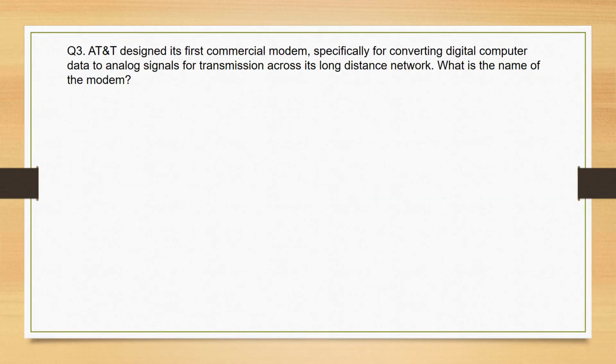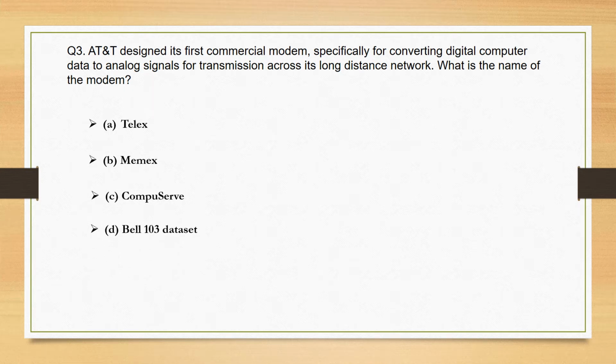AT&T designed its first commercial modem specifically for converting digital computer data to analog signals for transmission across its long distance network. What is the name of that modem? So options are Telex, Memex, Composer, Bell 100 dataset and Dataphone. So this is basically a question which you need to memorize. Dataphone is the correct answer. It was developed in 1960 by AT&T and this was the oldest technology, you can say.